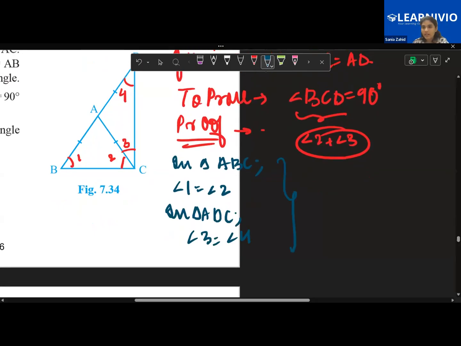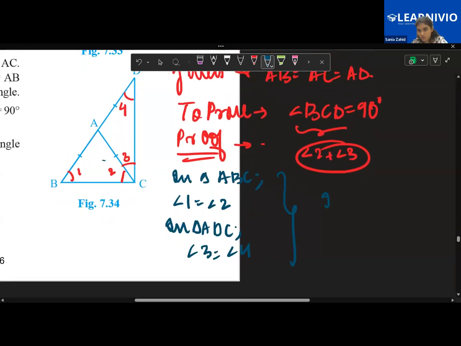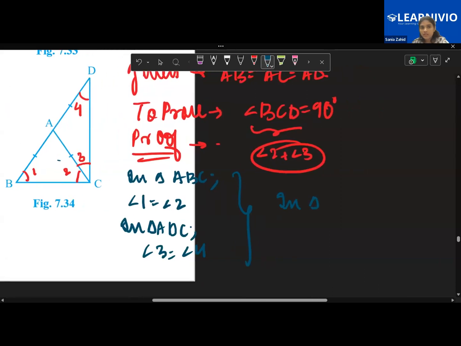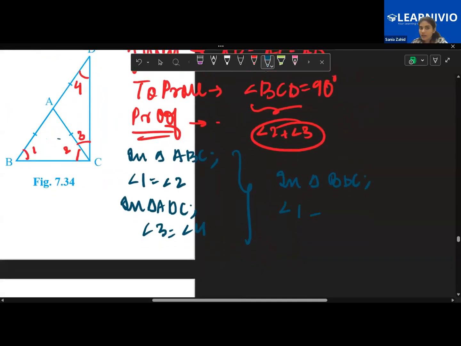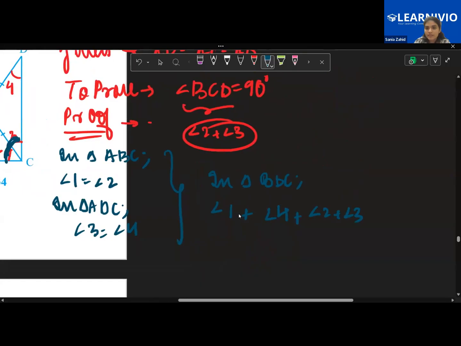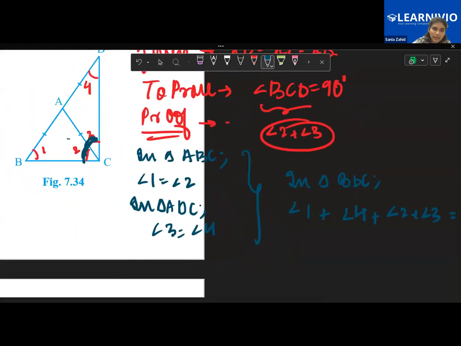Now, children, if I consider the entire triangle, so in triangle BDC, what do I have? I have angle 1 plus angle 4 plus this entire angle. So this entire angle is how much? Angle 2 plus angle 3 is equal to 180 degrees. Right, children? I am applying the angle sum property in this entire triangle. This is my entire triangle. I am applying the angle sum property and I get angle 1 plus angle 4 plus this entire angle. So this entire angle is actually BCD, and BCD is equal to 2 plus 3 only.